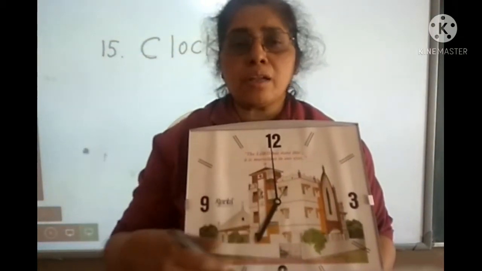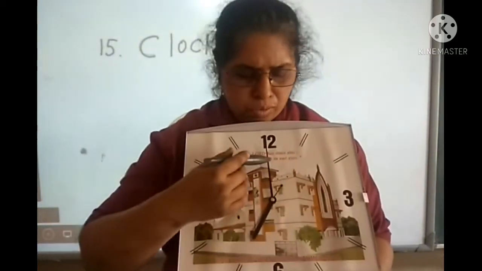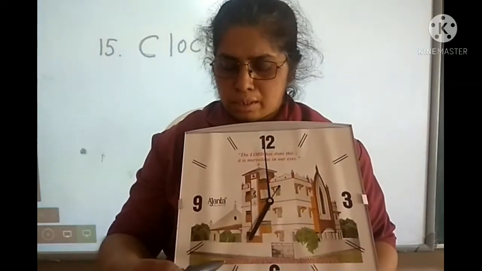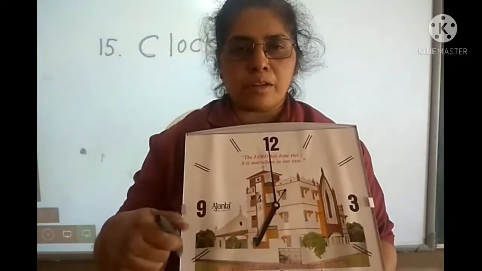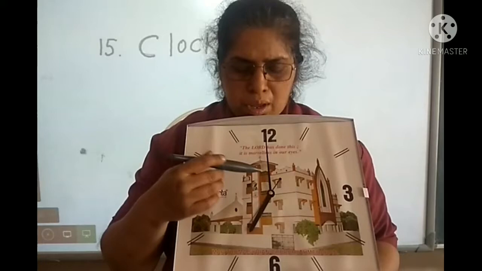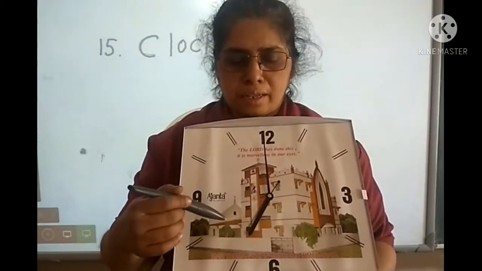In the face there are 12 numbers. See, 1, 2, 3, 4, 5, 6, 7, 8, 9, 10, 11, 12. There are 12 numbers. One more thing we can see in the clock, these are the hands. There are 3 hands.